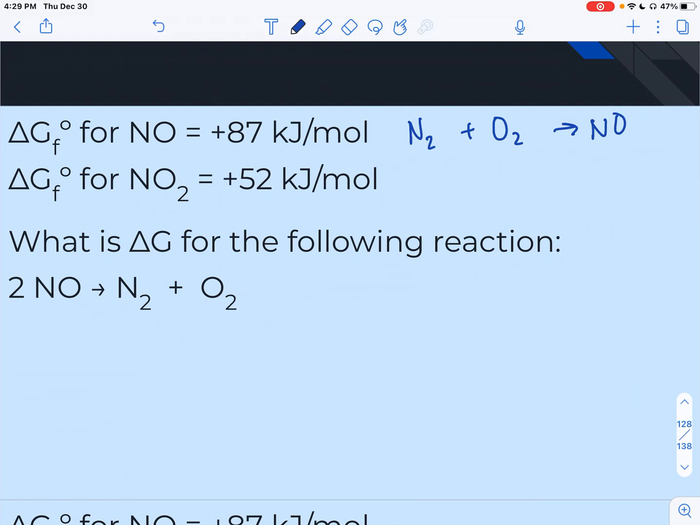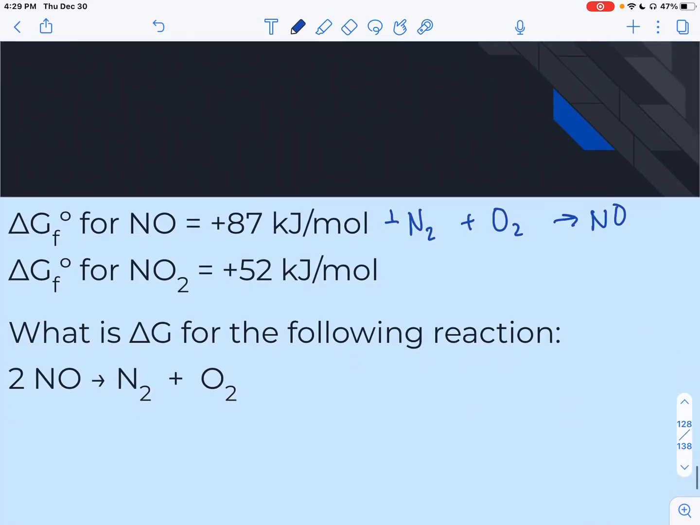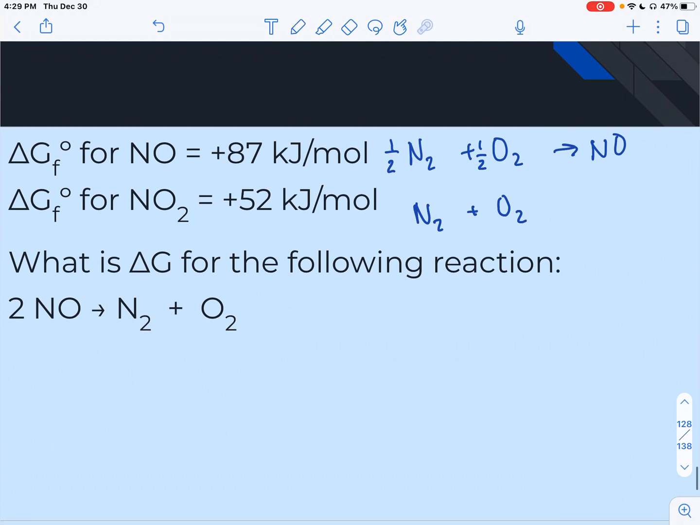And then you want to balance it, but you can't change the coefficient of this because the formation reaction is always going to be 1 mole. So that means you would have 1/2 here, and 1/2 here. And then I'm going to do the same thing for NO2. And if you're wondering why I'm doing N2 and O2, that's because they're diatomic, just to refresh your memory. And then here I just need 1/2 right here because it's O2.